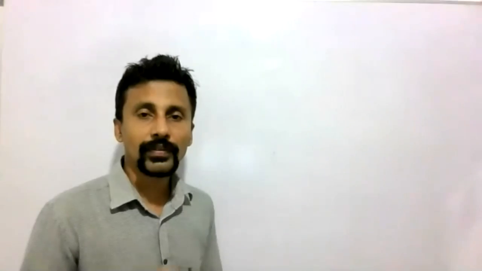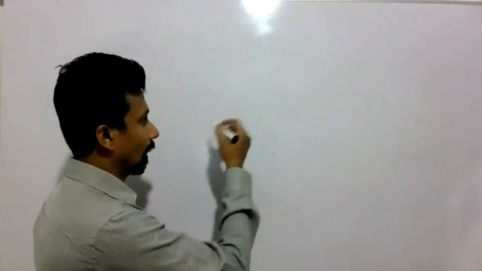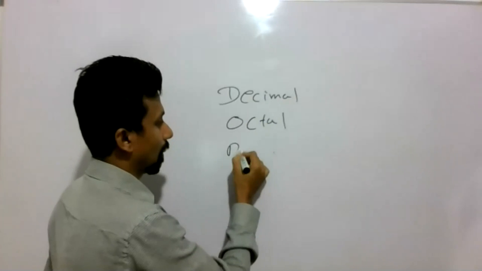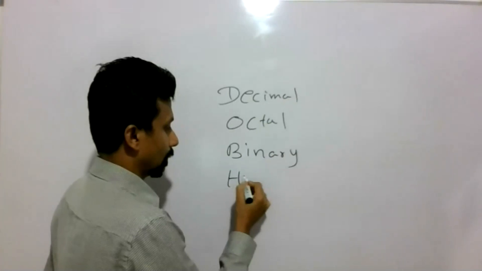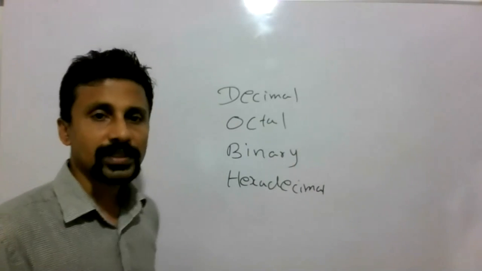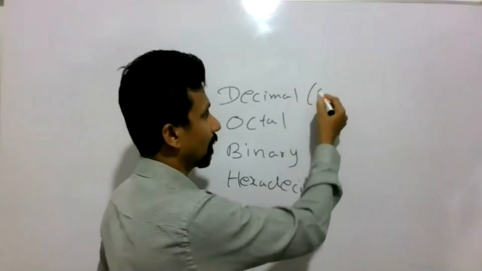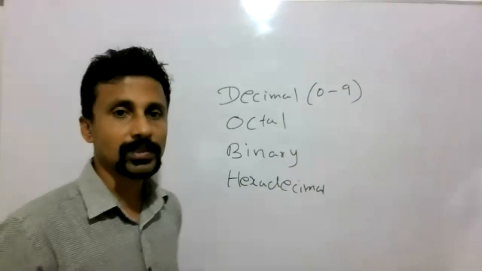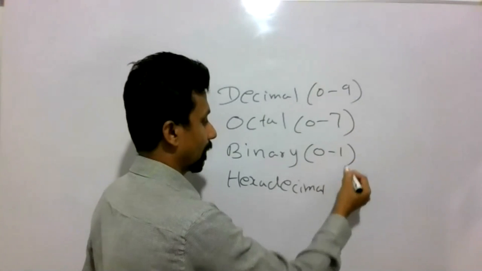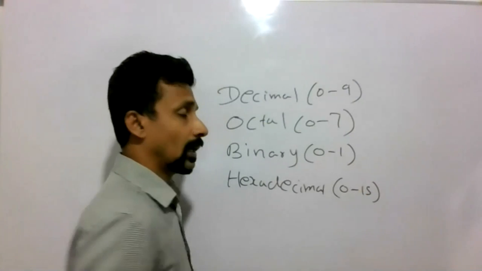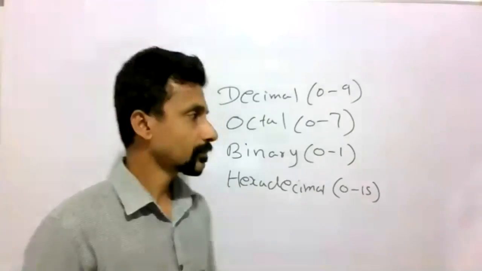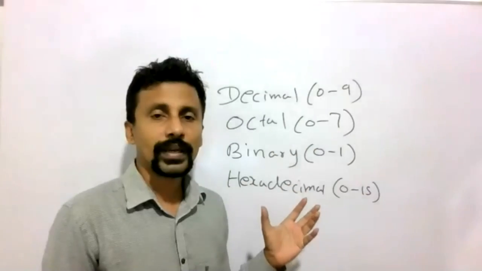When you take the number system, we have different numbers: decimal, octal, binary, and hexadecimal. Each number system has its own digits. Decimal has numbers from 0 to 9. Octal has 0 to 7. Binary has 0 and 1. Hexadecimal has 0 to 15, where 10 to 15 are represented with English capital letters. These are the basic things when you are working on the number system.